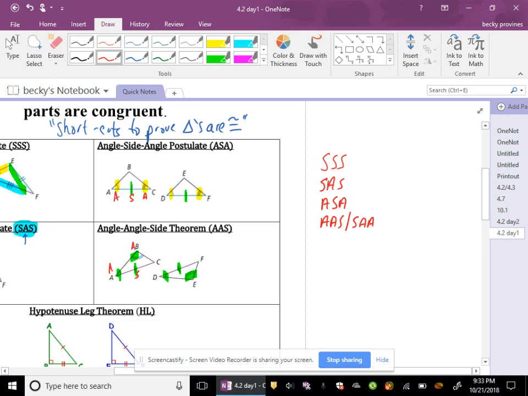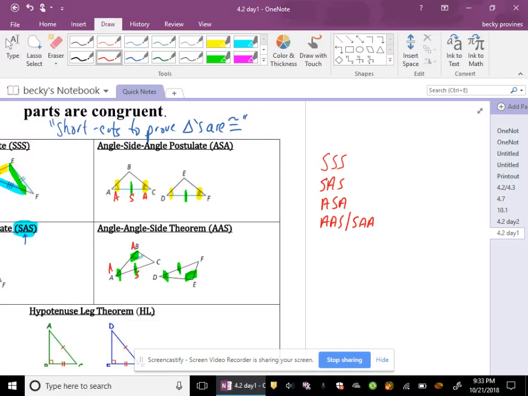Now, I want you to notice that we're using lots of A's and lots of S's. And usually kids ask, can we have like an ASS theorem? Haha. And it just works out that we don't. It's not because it's a bad word. It's just because it doesn't work.